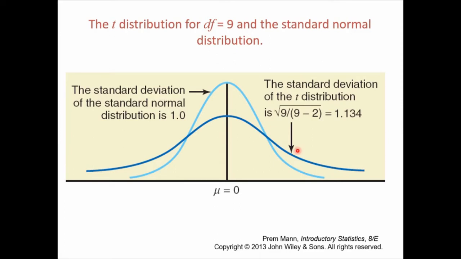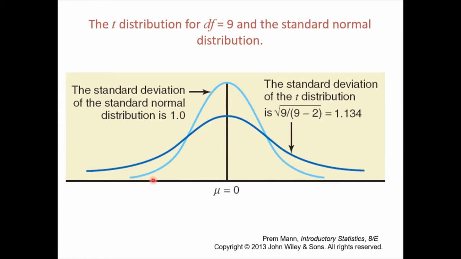What we see here is the standard deviation of the normal distribution. When we have a sample size of 10, that means the degree of freedom is 9. And in this case, the standard deviation of this t-distribution will be determined by the square root of 9 divided by 9 minus 2, which will give us 1.134. This is just an example, as compared to the standard normal distribution, which is this one here, which has a standard deviation of 1.